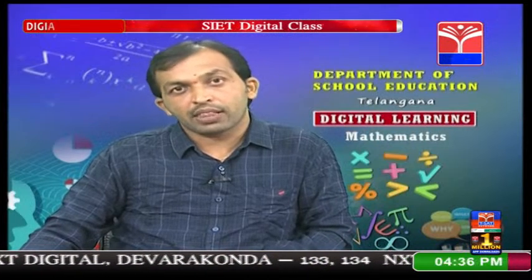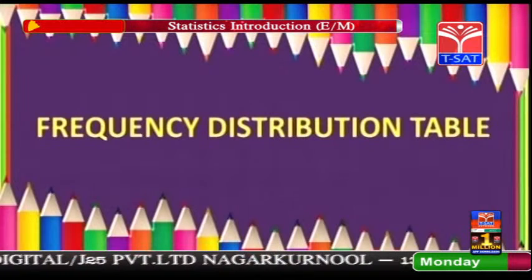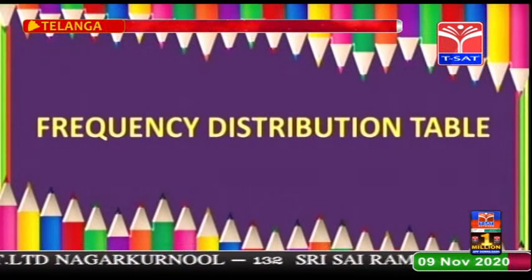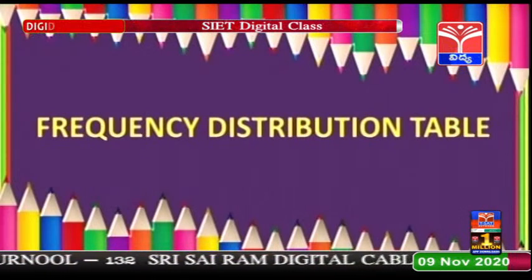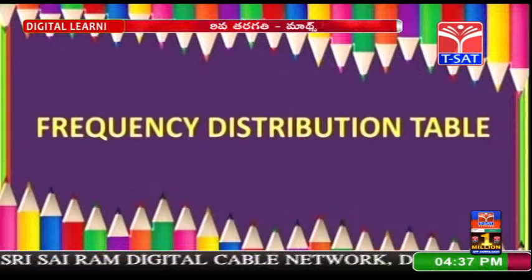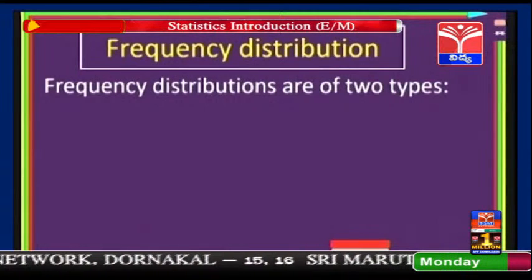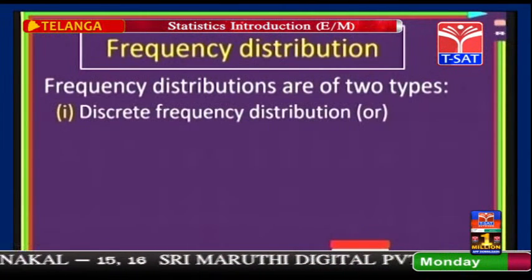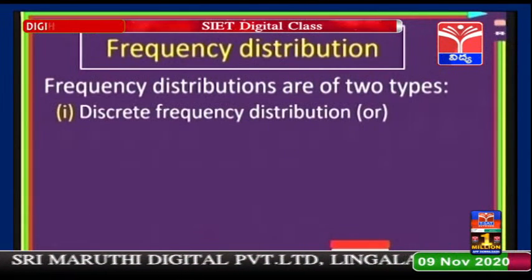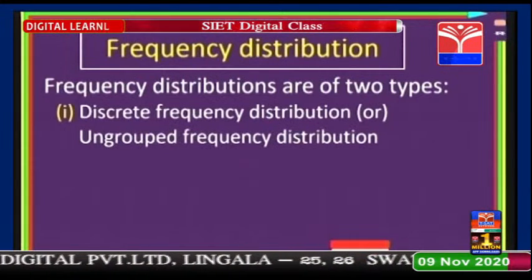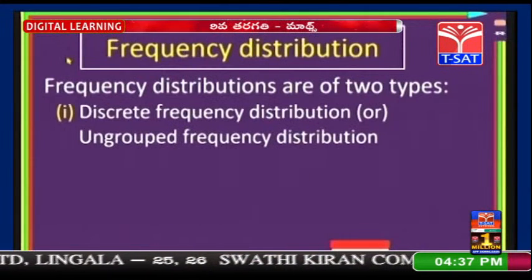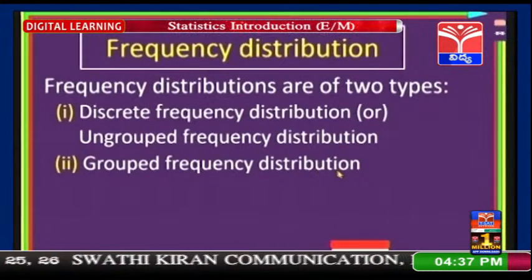So, from this we can say that the data lies between 1 and 10. Frequency distribution is a method to present raw data in a form in which one can easily understand the information contained in the raw data. So, frequency distributions are of two types. One is discrete frequency distribution or ungrouped frequency distribution, and the second one is grouped frequency distribution.